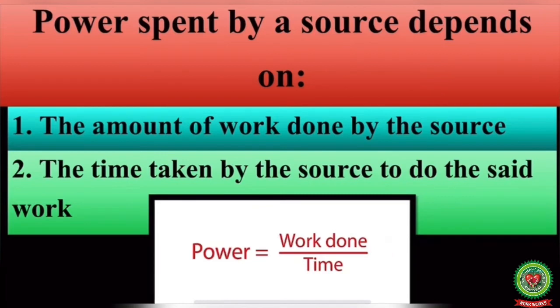Let us suppose there are two coolies who are traveling the same distance with the same load. One coolie covers that distance in 1 minute and the second coolie covers the same distance in 2 minutes. Now, the coolie who has spent less time has spent more power because power is inversely proportional to time. So, if the same work is done by two people, one is doing it in less time, he will be spending more power.